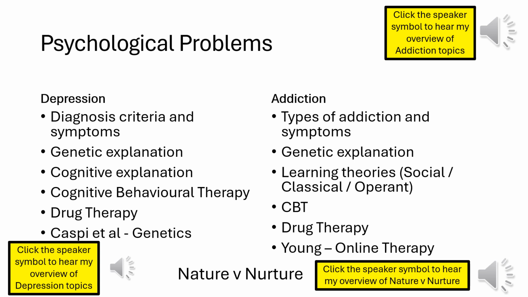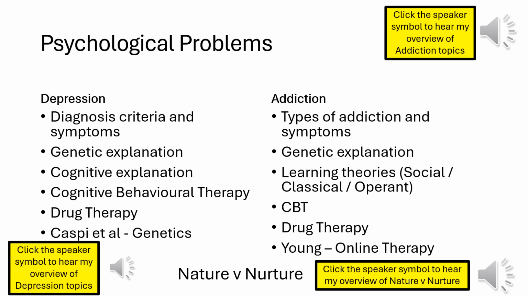So social learning theory, so learning through observation and imitation of others. You've got classical conditioning, which is learning through association, so pairing two items together, so when one happens it makes you want to do the other. And operant conditioning, which is learning through the consequences of your actions. So for example, if you're gambling and you win money, you're rewarded, you're more likely to do it again.